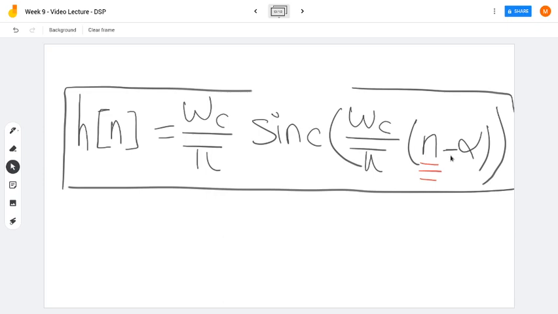And now we will be facing a problem. What if alpha is not an integer? And what if alpha is an integer? If it's an integer, it's an easy job because we will be shifting the sinc function, which is a function of n now, which is integer, by integer steps. So it's easy, straightforward. But if alpha is not an integer, we'll be having a problem actually. Let's go back to our slides and see how it goes.